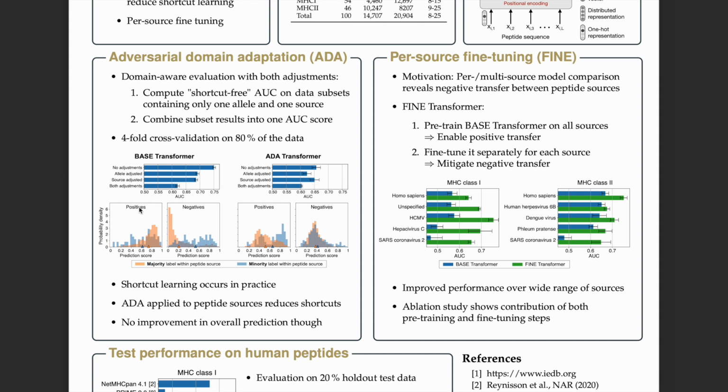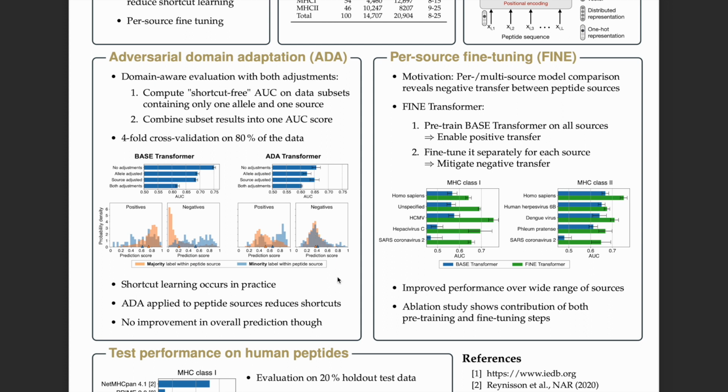These histograms of prediction scores further confirm that shortcuts based on the majority label within a peptide source are used. For example, here we can see that peptides corresponding to the blue bars originate from a source that has mainly positive labels, leading to incorrectly high prediction scores for this minority of negatives in this peptide source. The ADA Transformer counteracts this effect. For example, here we cannot see a difference anymore between the peptides having the minority or the majority label of their source.